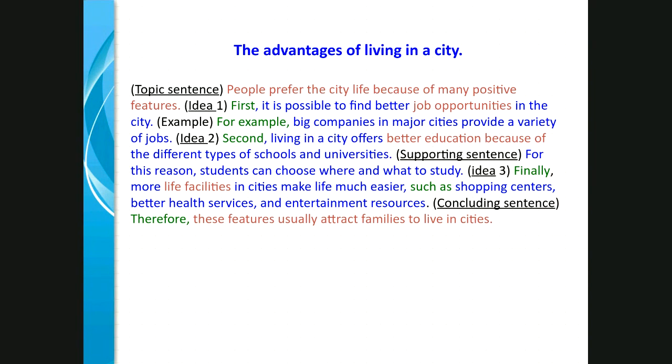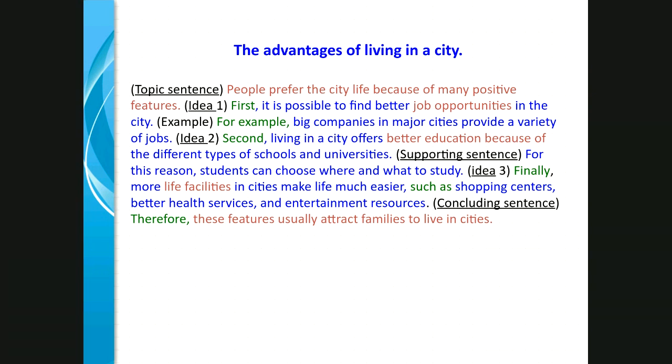Okay, so for example, this is another linking word. Notice that I put the linking words here in green, and the details that we made in the chart a little earlier I put in red, just to make it simple for you to follow. Okay, so for example, big companies in major cities provide a variety of jobs. For example, if you look at the telecom company here in Jeddah, you can find lots of jobs. Okay, so big companies in major cities provide a variety of jobs.